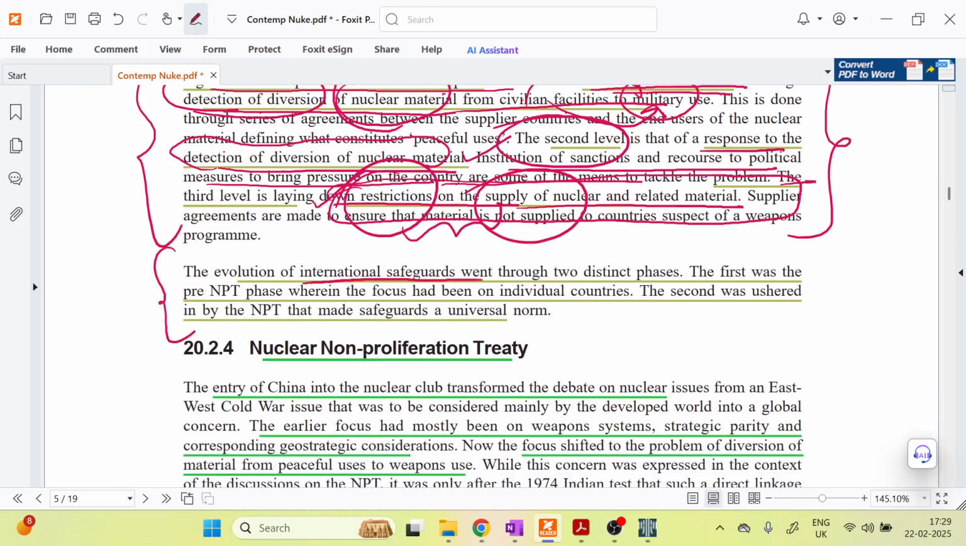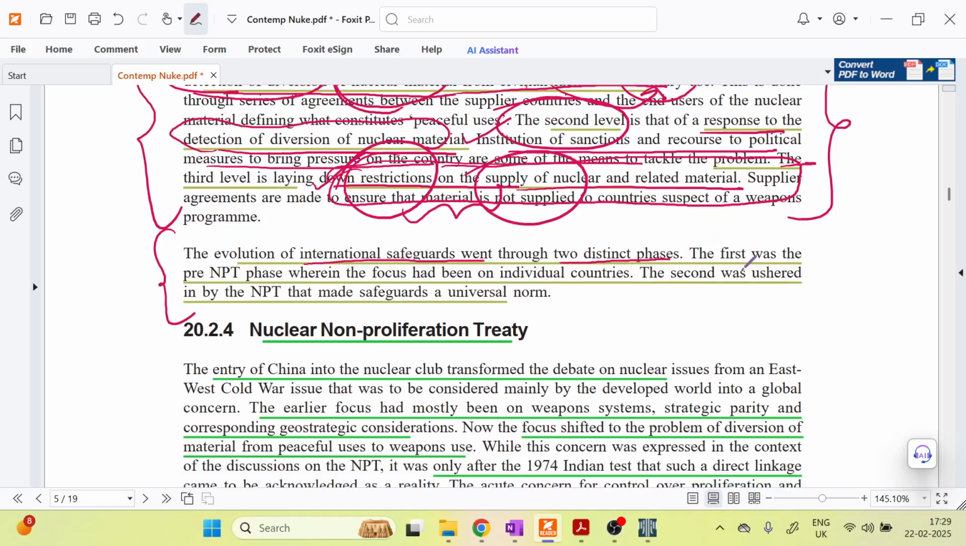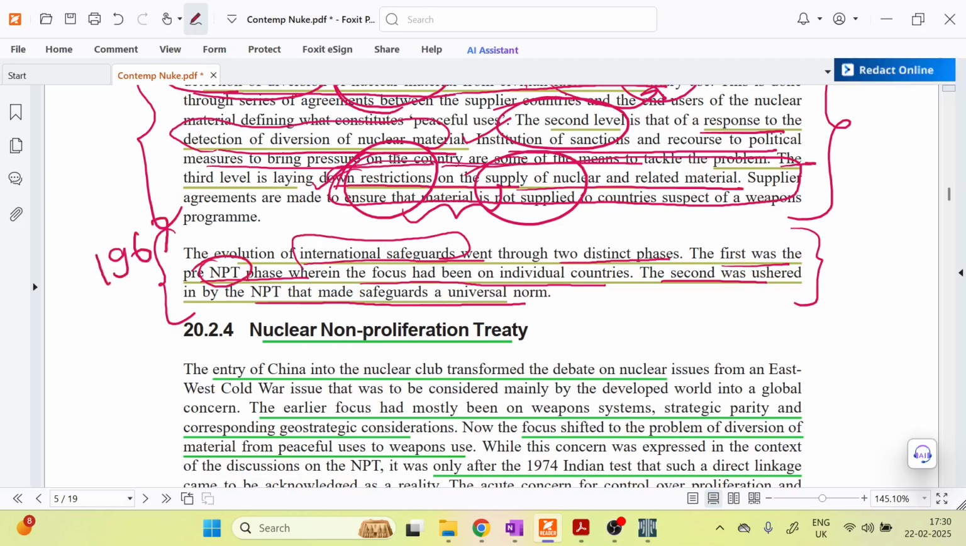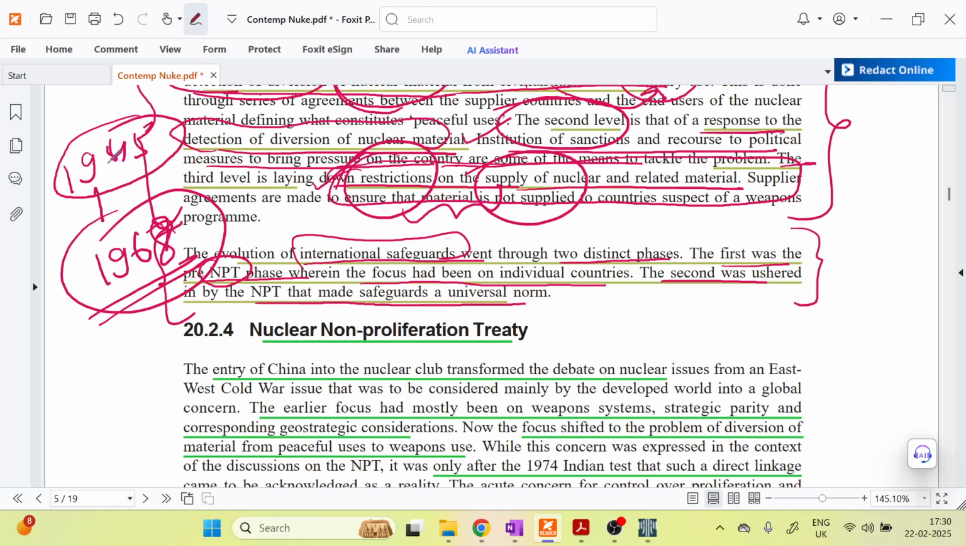The evolution of international safeguards went through two distinct phases. The first was the pre-NPT phase, wherein the focus was on individual countries, and the second phase, ushered in by the NPT, made safeguards a universal norm. So the meaning of this passage is that before the NPT came into force, that is by 1967 or 1968, the safeguard policy reigned from the first phase, from the use of atomic bombs in Hiroshima and Nagasaki to the enactment of the NPT in 1968.